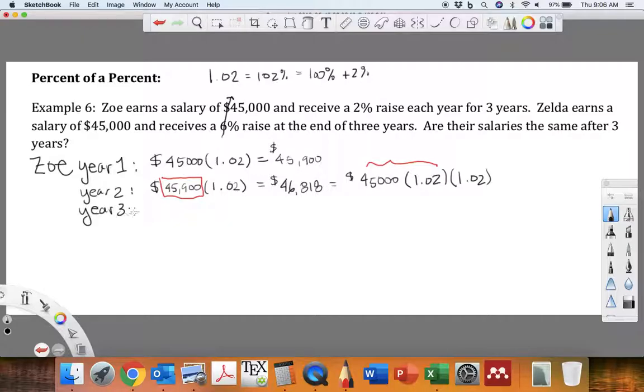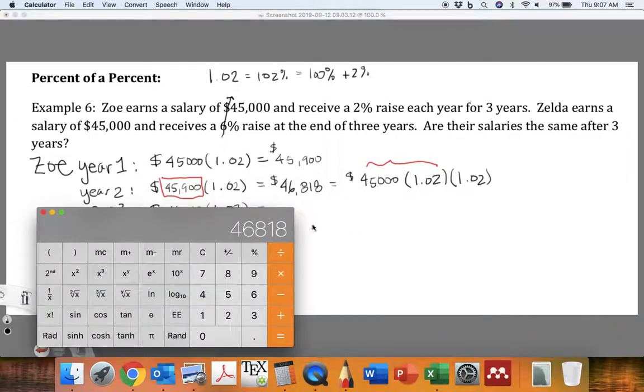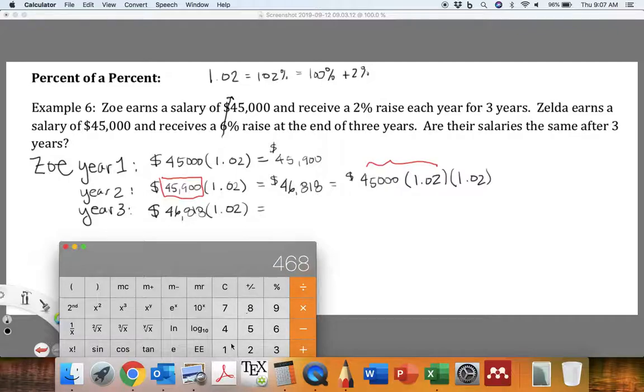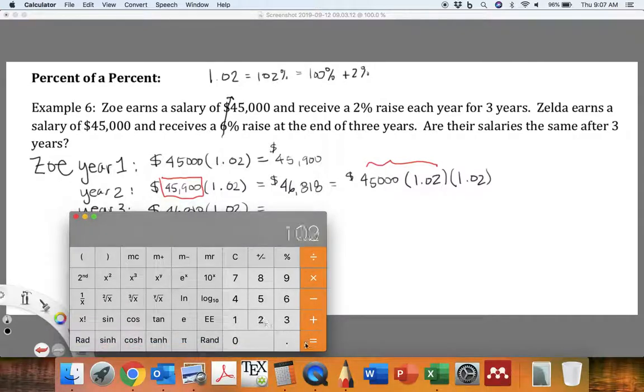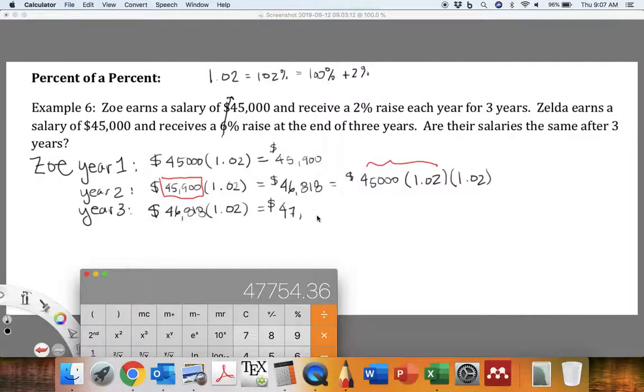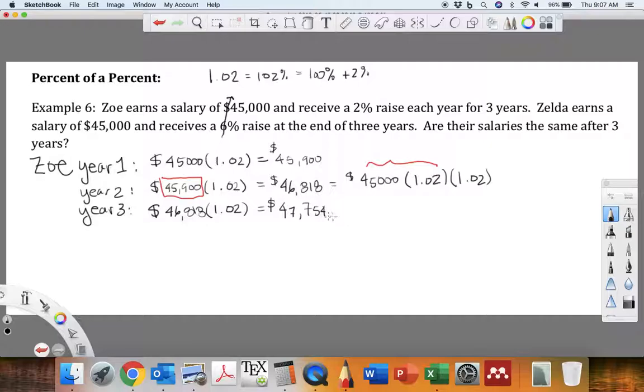So in year 3, Zoe's going to get this 46,818. That's the 1. Plus another 2% of that amount. So take this times 1.02, 46,818 times 1.02, so we get $47,754.36.